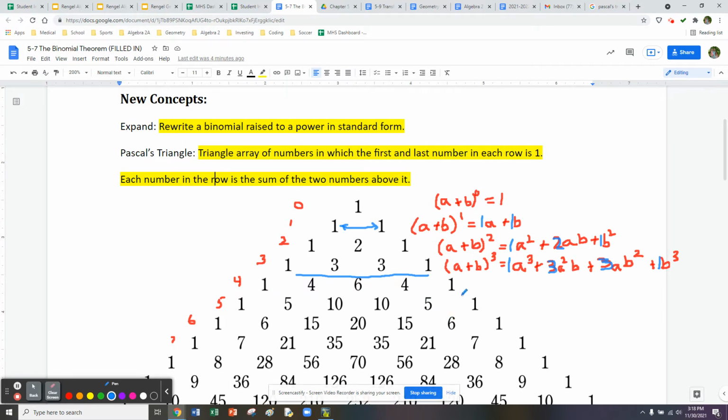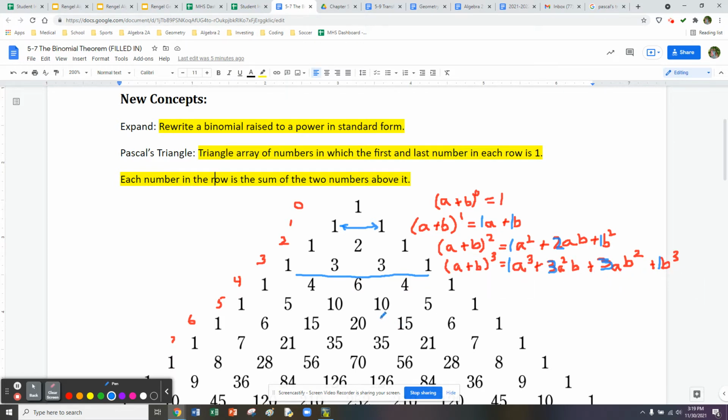So if I did a plus b to the fourth, that's going to be a to the fourth plus 4a to the third b plus 6a squared b squared plus 4a times b to the third plus b to the fourth. So that would be that next row if we use the Binomial Theorem. So when we start to raise a binomial to a power, we can start to see the pattern of what the coefficients are going to multiply out to in the problem.